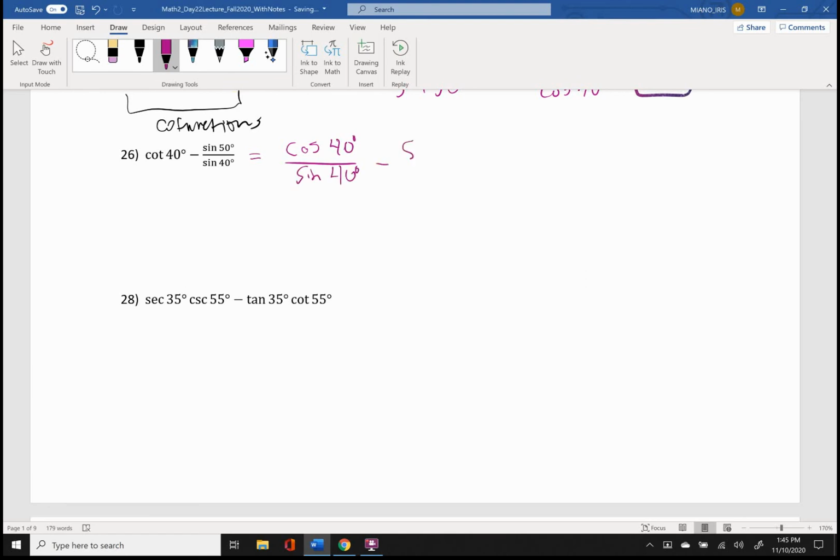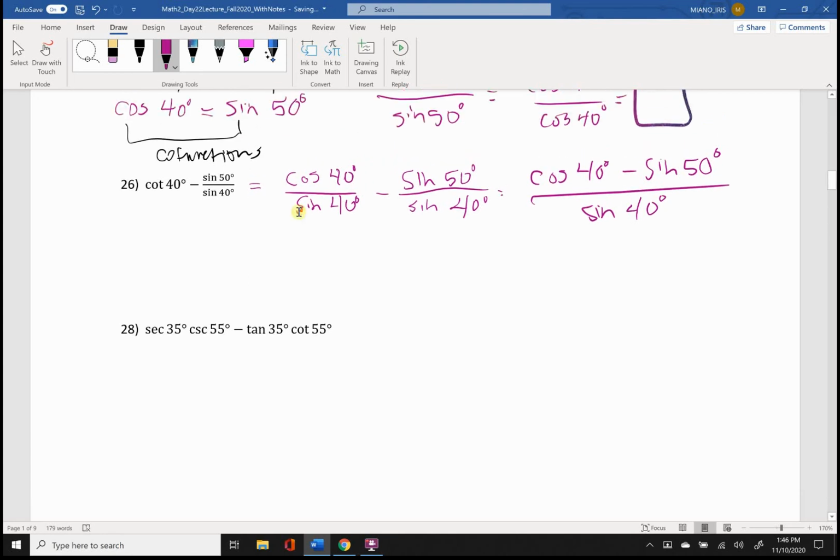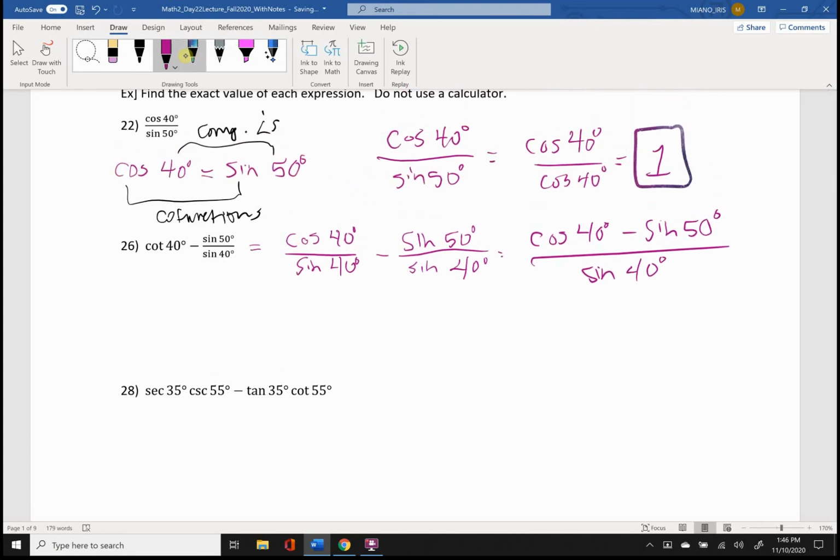And that's minus sine 50 degrees over sine 40 degrees. You can probably see where I'm going with this in the next step. Notice that the denominators match, so we can put cosine 40 degrees minus sine 50 degrees over a single sine 40 degrees. Now, we established earlier that cosine of 40 degrees is equal to the sine of 50 degrees. Didn't we do that? Yes, we established that right here in the previous problem.